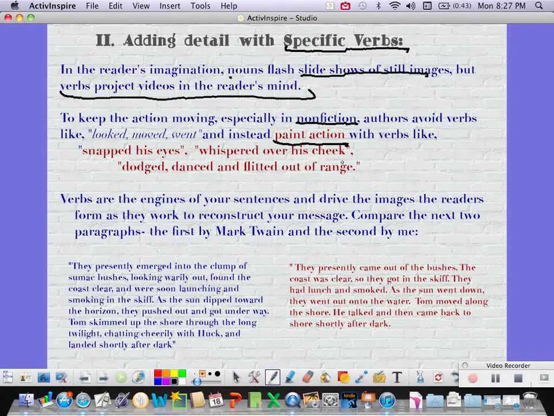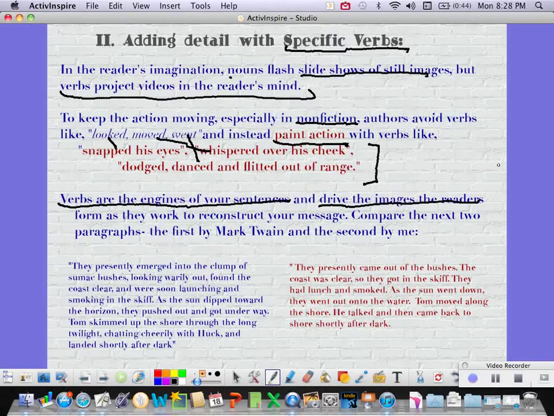So instead of looked, I could say he snapped his eyes at the girl. Instead of saying his hands moved over his face, I could say his fingers whispered over his cheek. And instead of saying he went out the back door, I could say he dodged, danced, and flitted out of range out the back door. These verbs give me something to see. Remember that the verbs are the engines of your sentences. They're the engines of your writing, and they drive the images that the readers form.